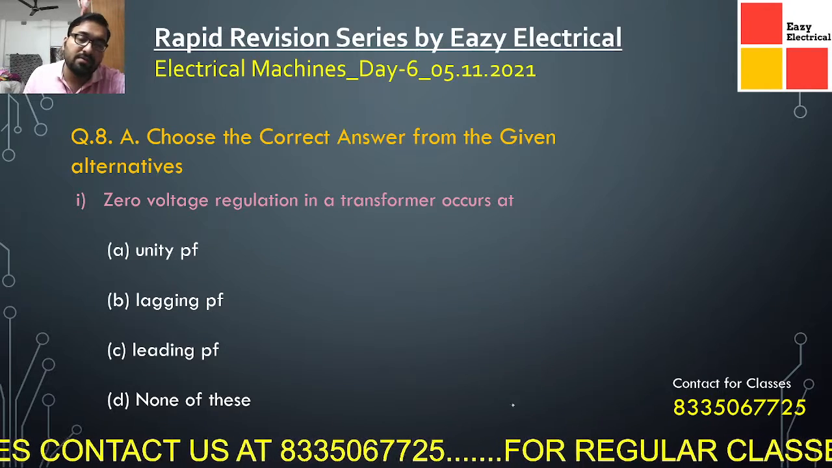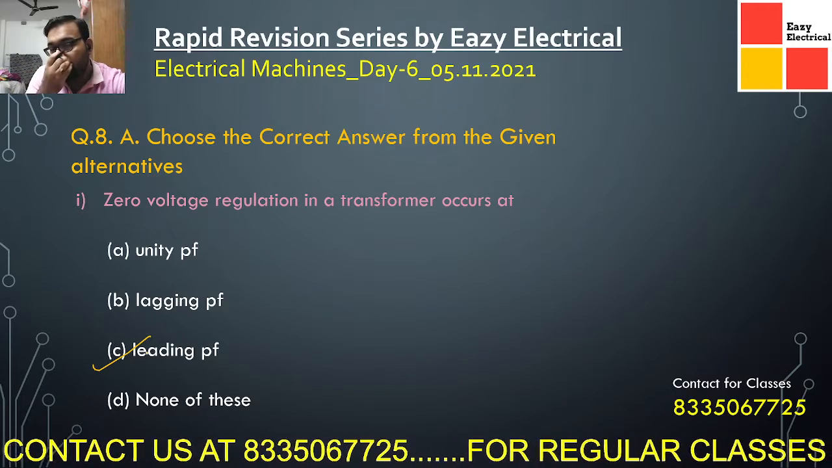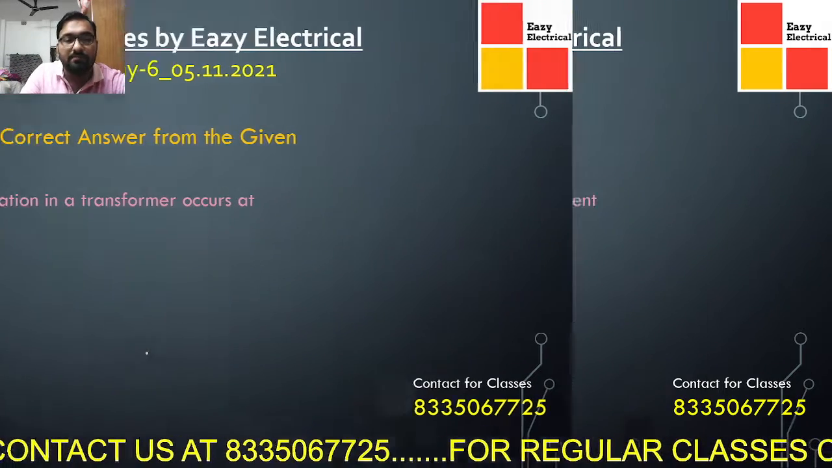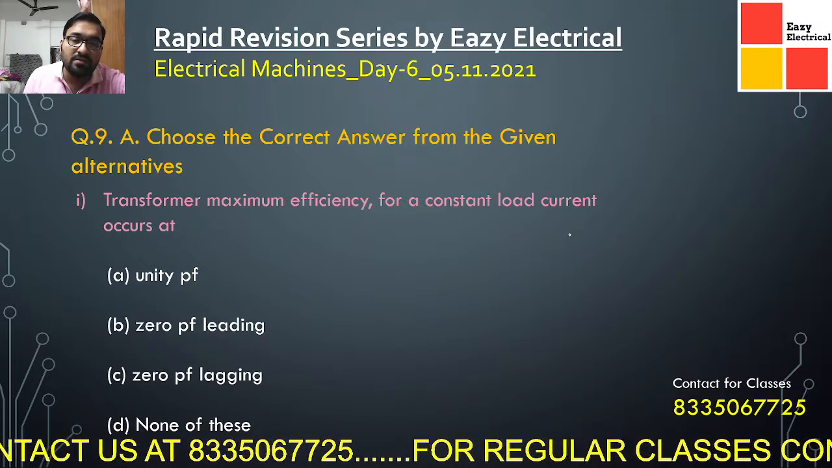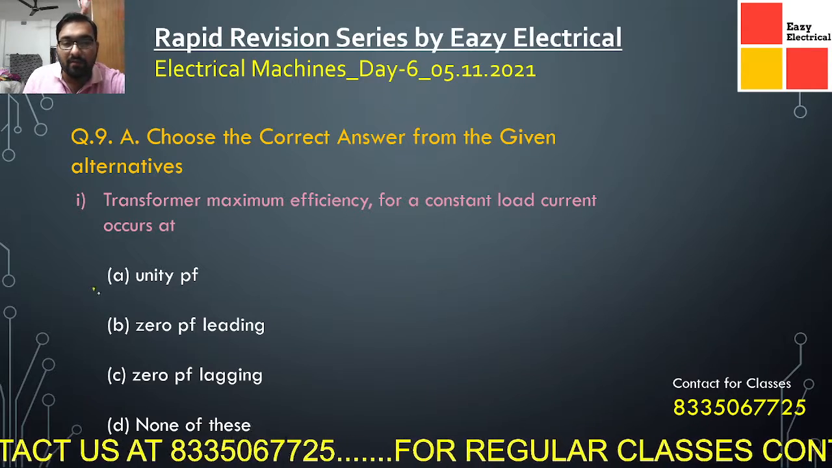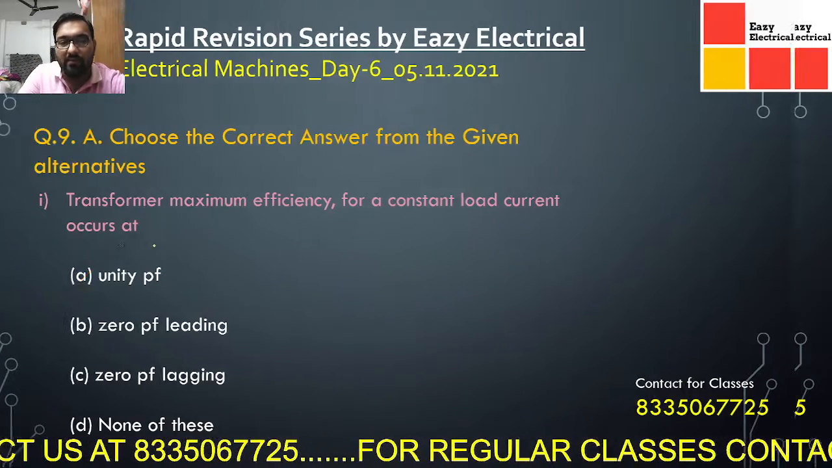Zero voltage regulation of a transformer occurs basically at leading power factor. Only in the case of leading power factor can we observe zero voltage regulation. Transformer maximum efficiency for a constant load current occurs at unity power factor. At unity power factor, we will have the maximum efficiency, right?